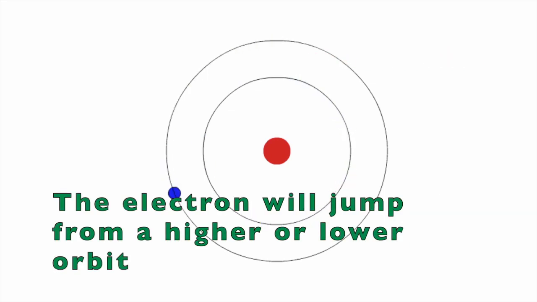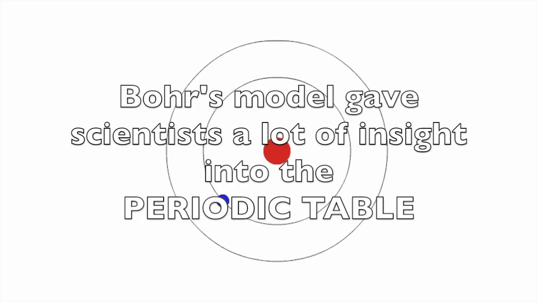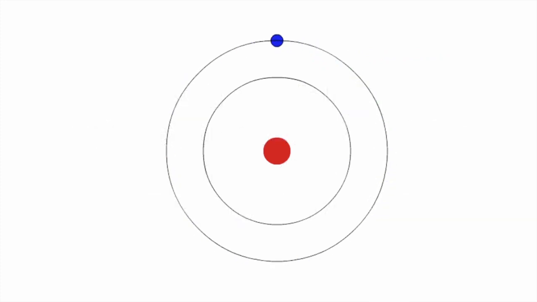or lower orbit. Okay, this is all kind of weird, I know, but Bohr's model gave scientists a lot of insight into the periodic table and why it is the way it is. And it also paved the way for... Okay, let's go ahead a few years and see.